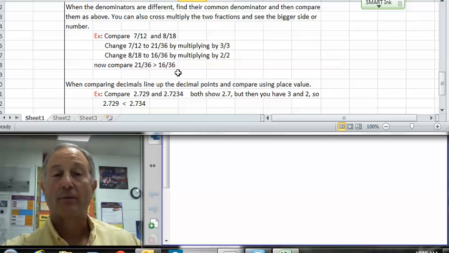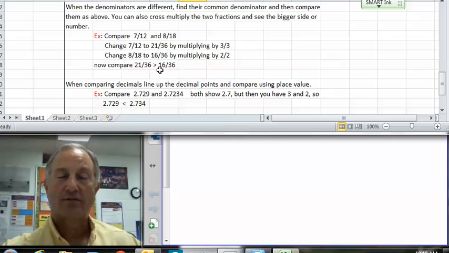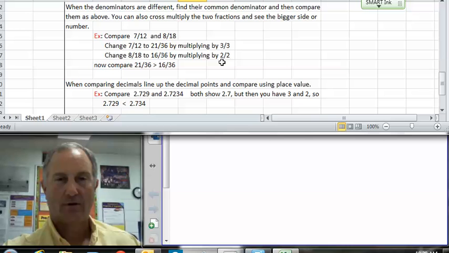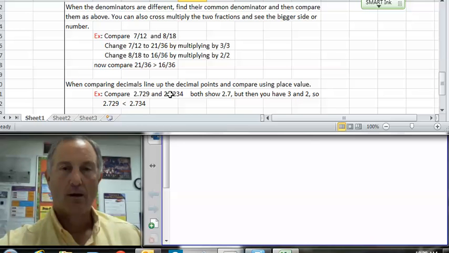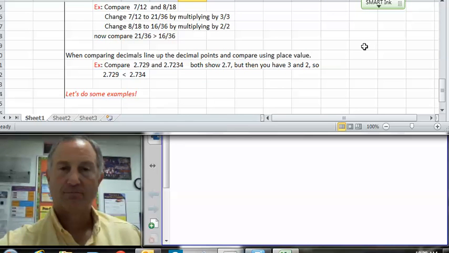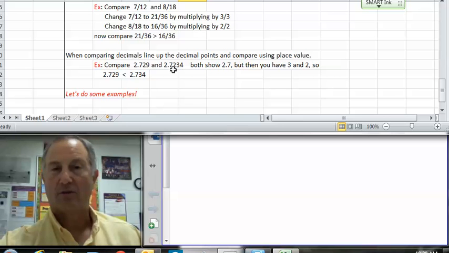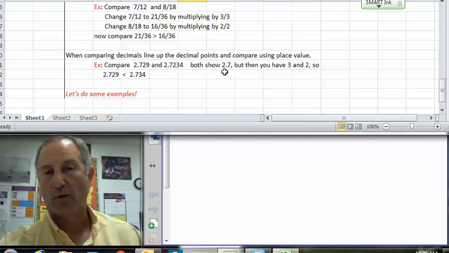One other thing about your greater than and less than symbols, remember, we always eat the bigger number. The alligator eats up the bigger number. I remember that from elementary. When you're comparing decimals, just go by place value. If you're going to compare 2.729, or 2 and 729 thousandths, with 2 and 7,234 ten thousandths, you start with the biggest place values and work your way to the right.